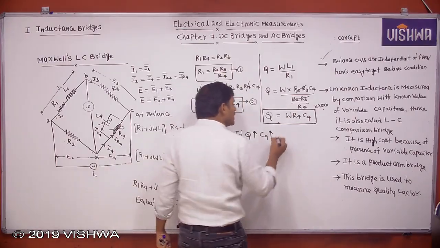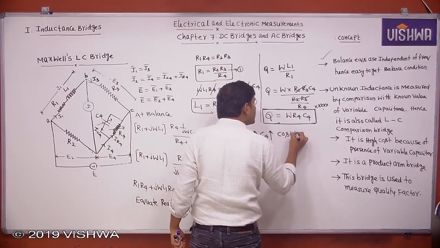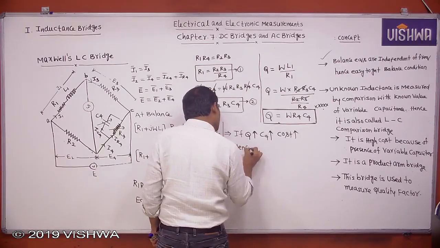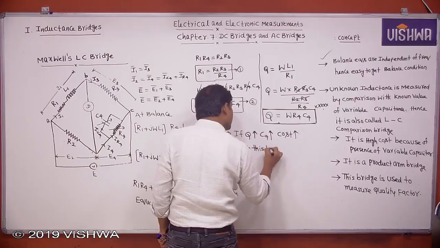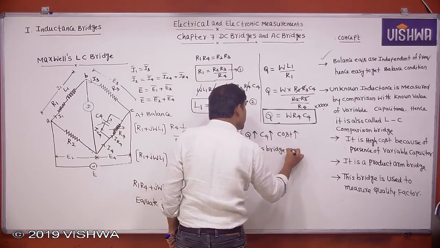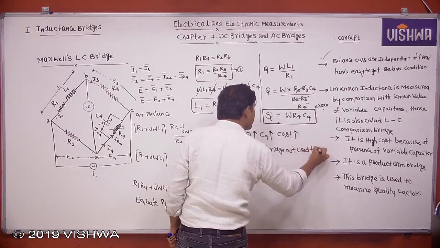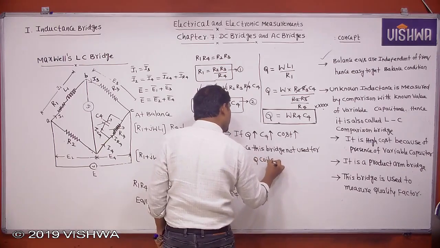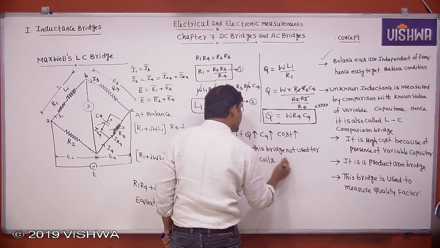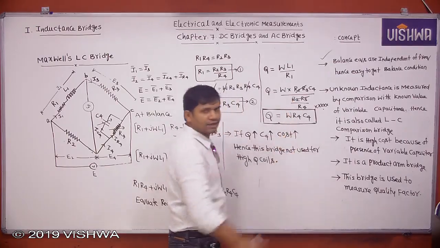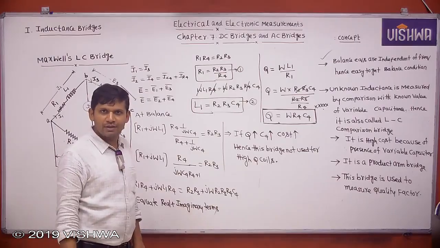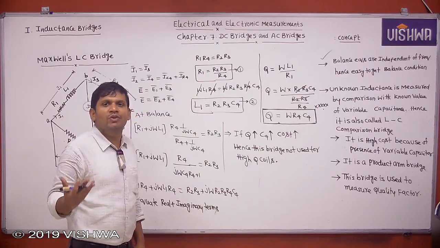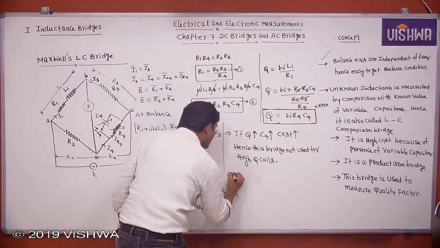If C4 increases, I told already, the variable capacitor is costly, so the cost increases. Hence, this bridge is not used for high Q coils because the cost increases. If this bridge is used for high Q coils, we want to connect a large value of C4, then the cost will be increased. This is the reason why this bridge is not used for high Q coils.